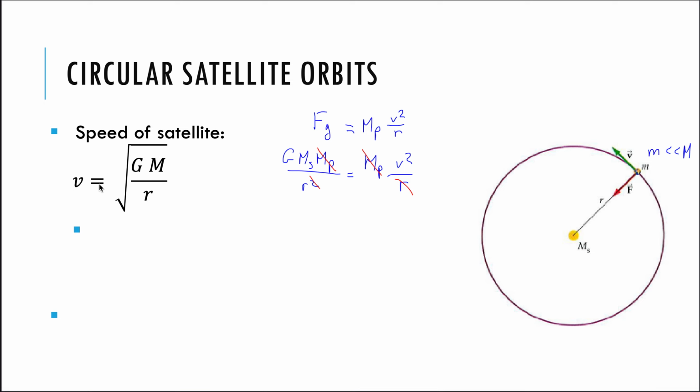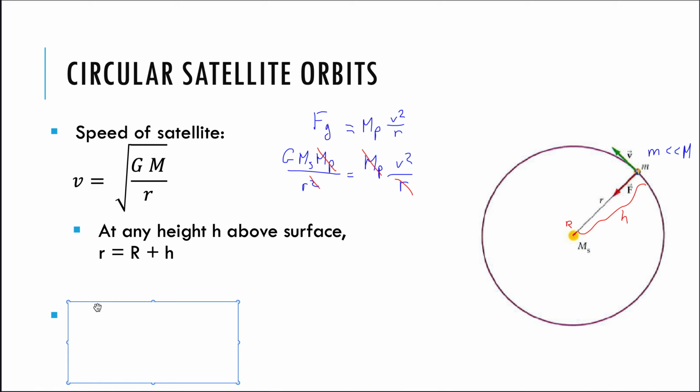find v. Now, if we are orbiting at any height above a surface, then the distance r is going to be the radius of our big object that's being orbited, plus the height. So that's what we're going to plug in for r. So we can find the speed of a satellite.